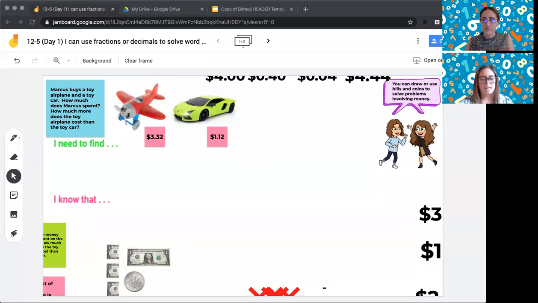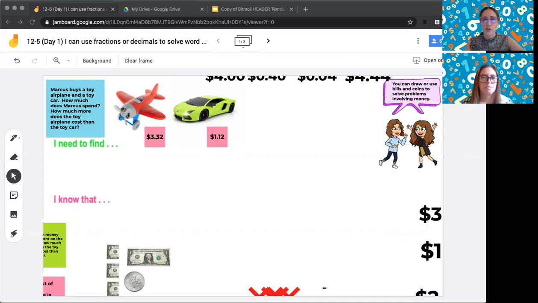Today we're going to look at lesson 12-5. This is going to be a 2-day lesson. So we're going to do the first part of the lesson today and the second part of the lesson on Monday. So the learning target for today is I can use fractions or decimals to solve word problems involving money.